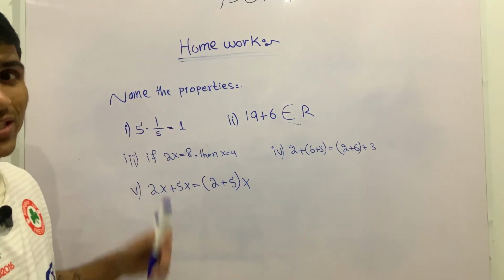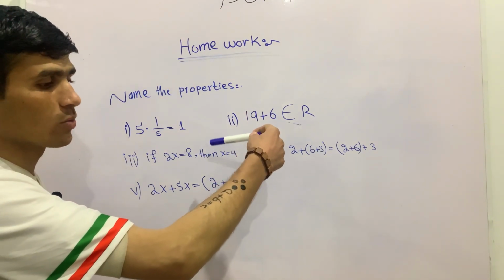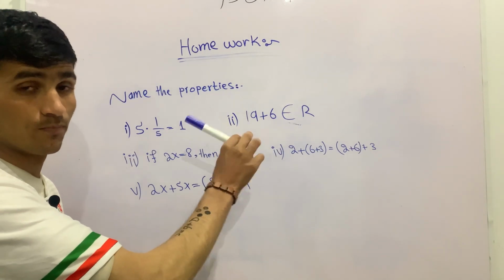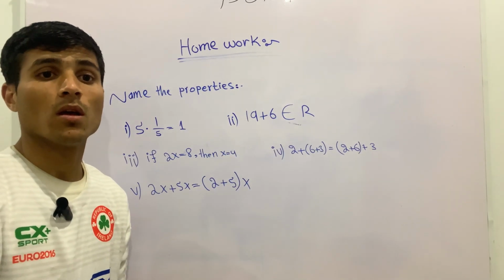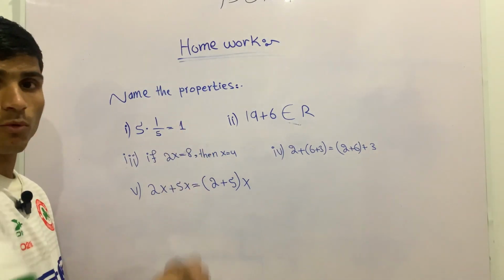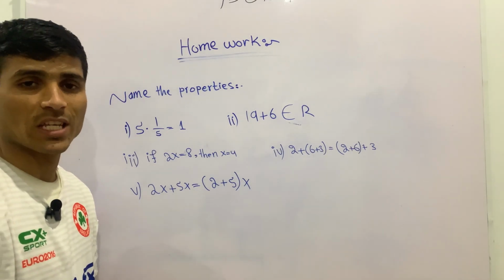These are 5 examples related to all these properties we studied in today's lesson regarding properties of real numbers with respect to addition and multiplication. Try out these problems on your own and put their answers in the comment section below.